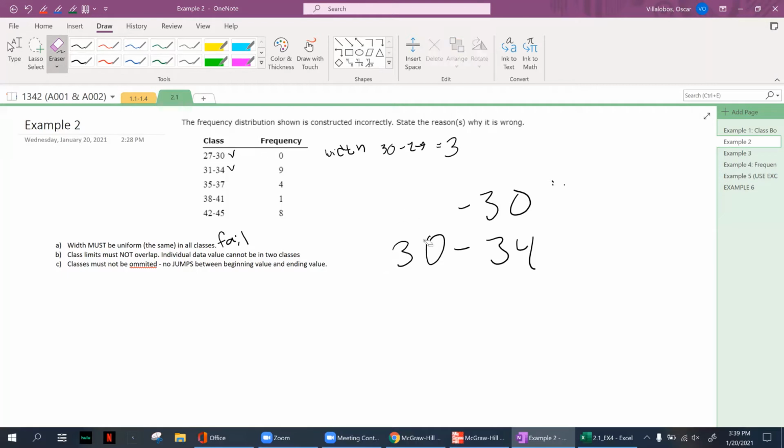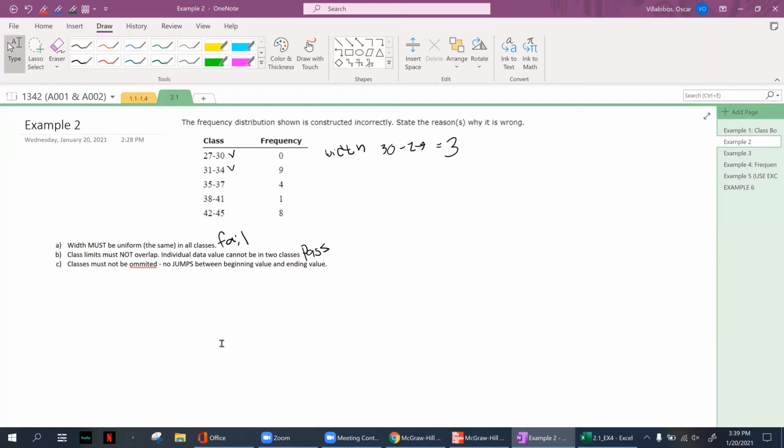And if we see here, it doesn't fail that. 27 to 30, then it jumps to 31 to 34, it jumps to 35 to 37, jumps through 38 to 41, jumps 42 to 45. It passes this one, it passes that one.